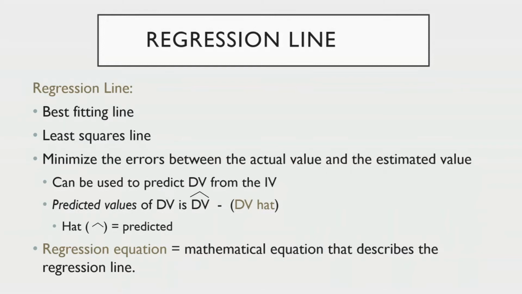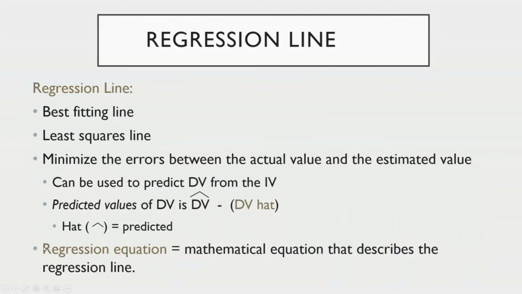Predicted values of a dependent variable are known as the dependent variable hat, or the y hat. That little symbol that looks like the roof of a house is what is called a hat, and it means predicted. If I say my y value is 5, then my y value is 5. If I say my y hat is 5, then that means that 5 was derived from something that was calculated, and it's predicted to be 5.